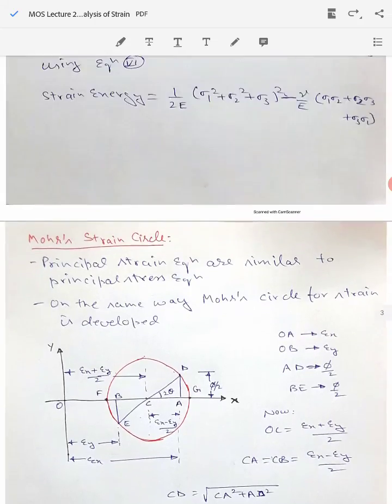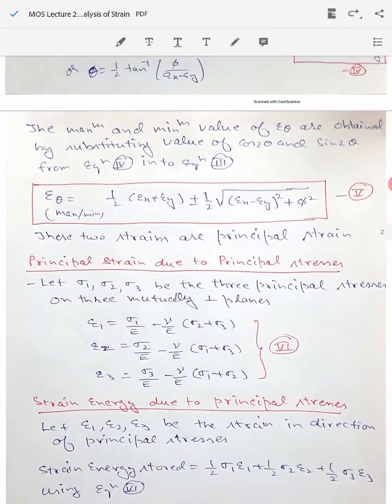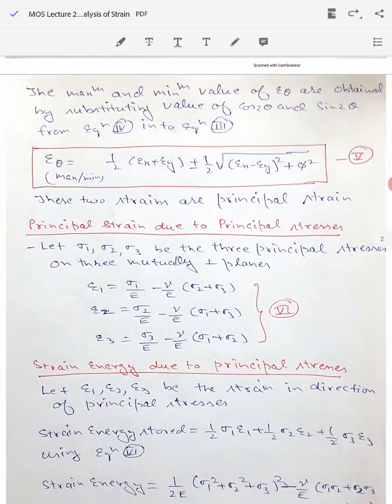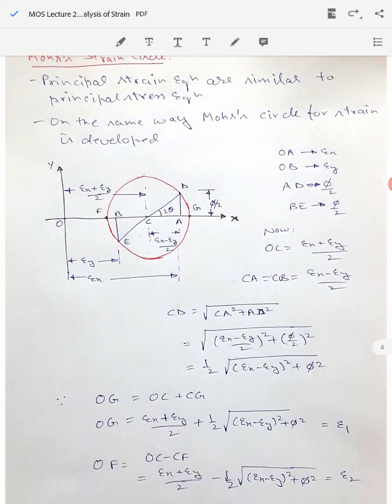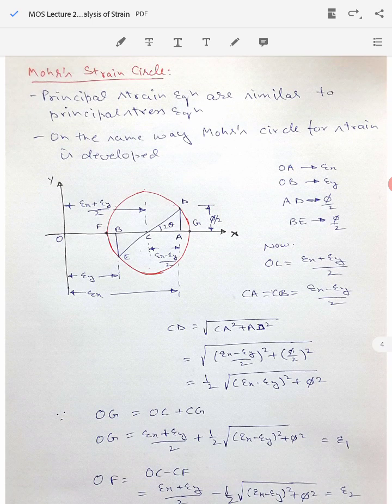Now obviously the expression for the principal strain, equation 5, is very similar to what we obtained for the case of principal stress. So we can use the Mohr strain circle also to determine the value of principal strains and their angle also. So let's follow the same theory that we did for the case of principal stress.